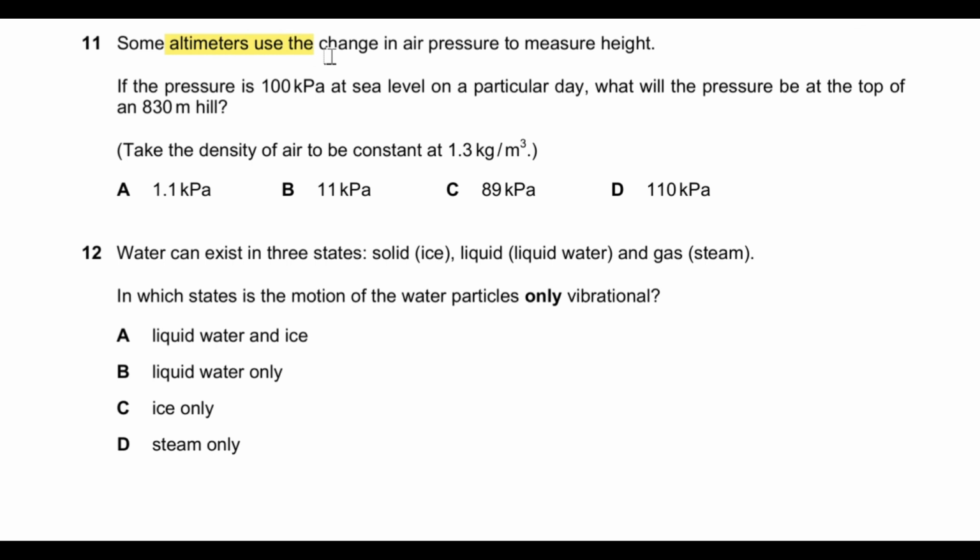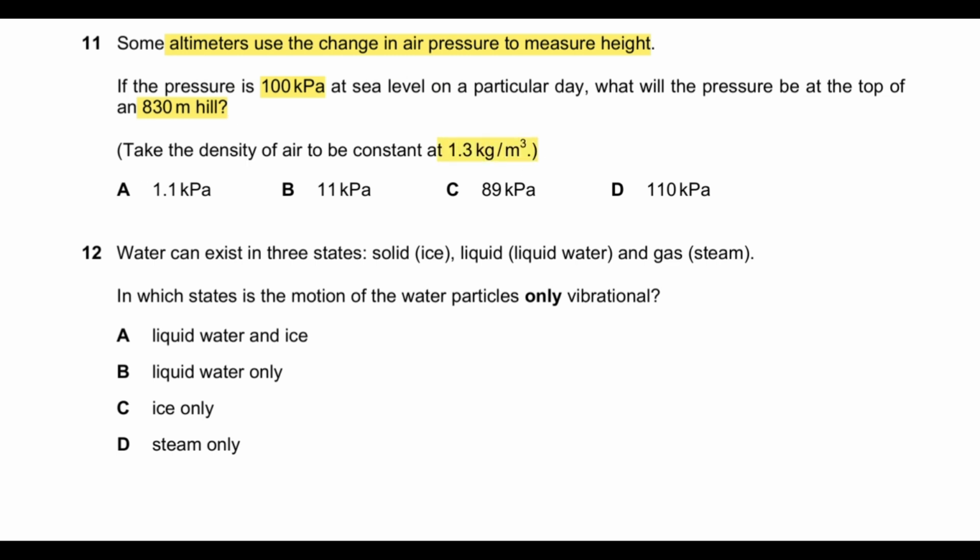Question number 11 says, some altimeter use the change in air pressure to measure height. If the pressure is 100 kilopascal at the sea level on a particular day, what will be the pressure at the top of a 30-meter hill?